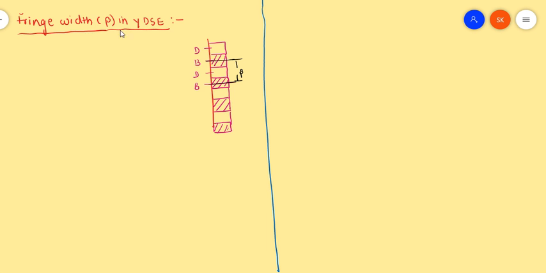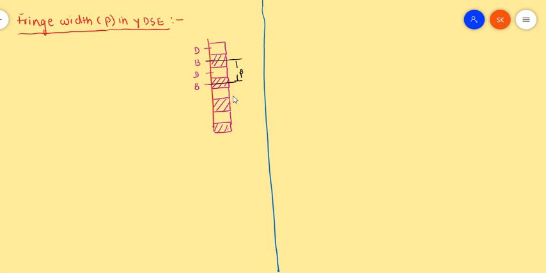The fringe width in Young's interference experiment. What is fringe width? In the previous lecture, I derived the fringe width formula, right? The fringe width is the distance between successive bright bands. You see the figure, this is a bright band, and this is the center of the bright band. This is another bright band, and its center is this black line. The distance between the two successive bright bands is called the fringe width, or you can also take the distance between successive dark bands.